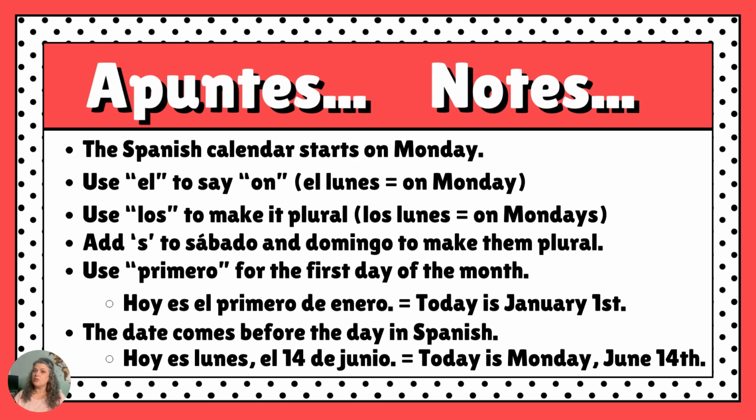So, the Spanish calendar starts on a Monday, not on a Sunday like it does in the typical American calendar. To say on Monday or on Tuesday, on a certain day of the week, you will use the word el, which is the, right? But when you use it with the day of the week, then it just means like on. So, like, tengo clase el lunes. I have class on Monday.